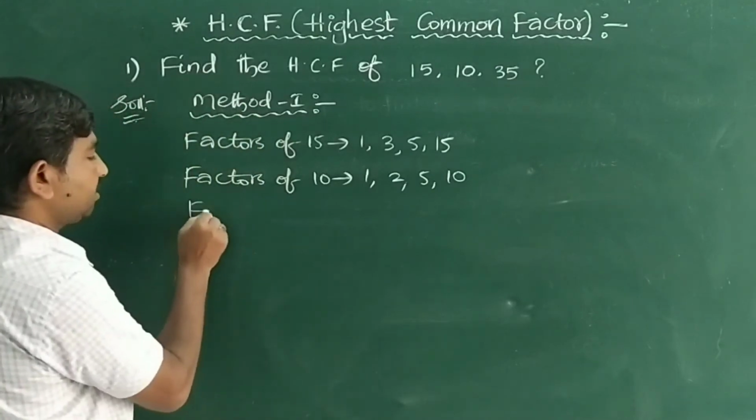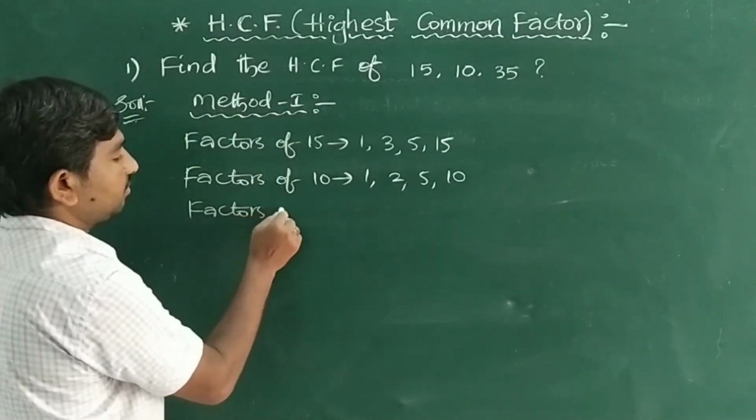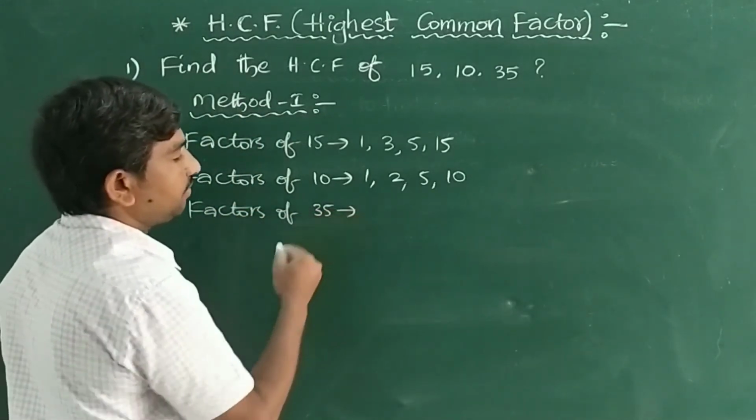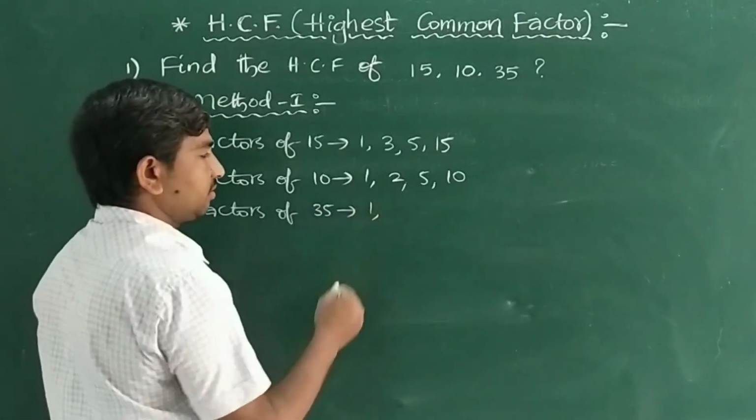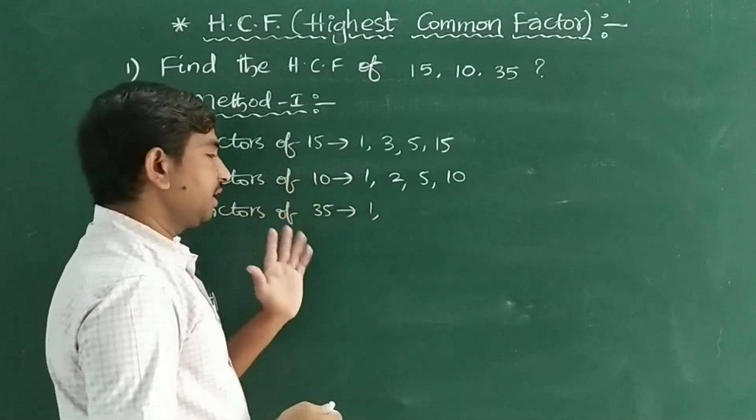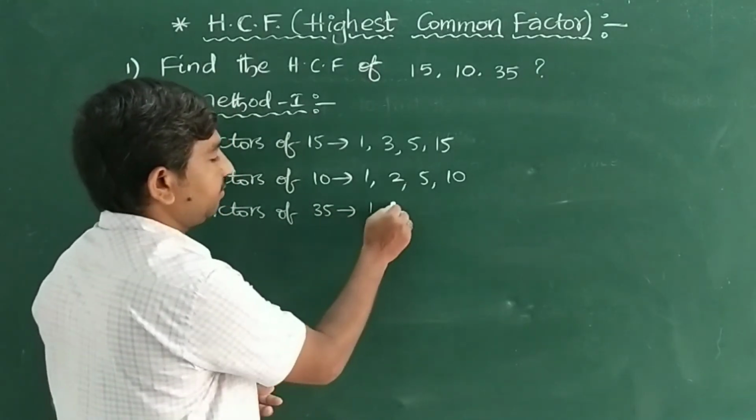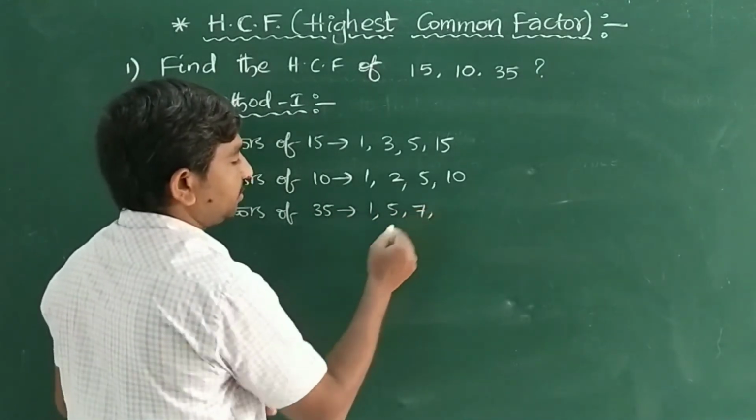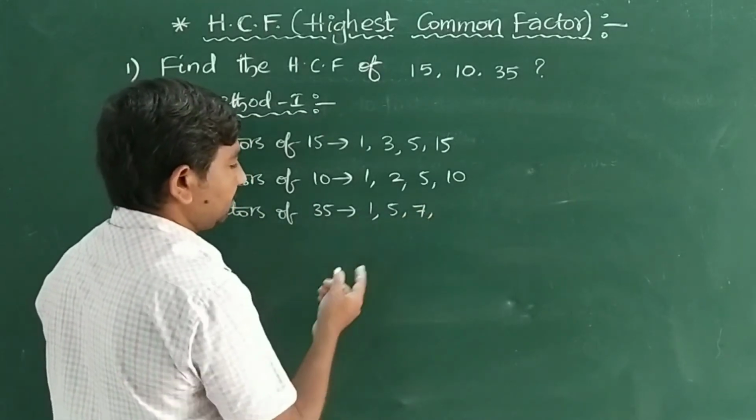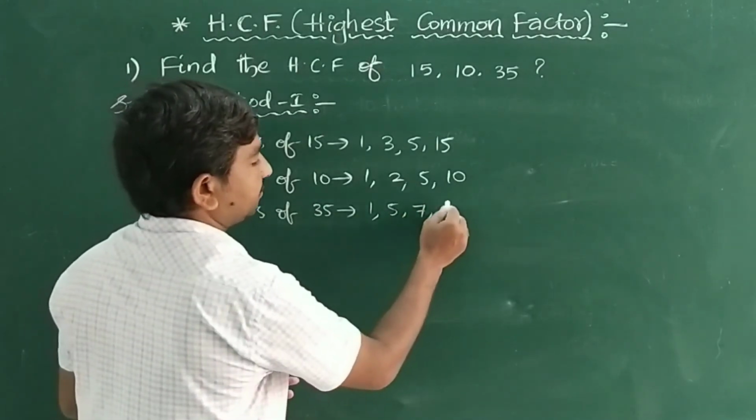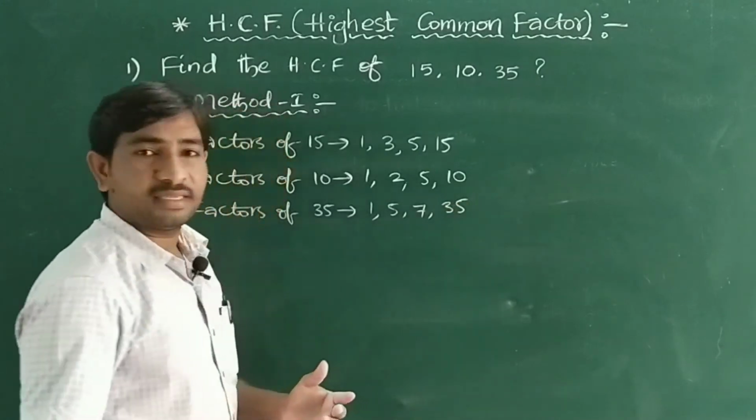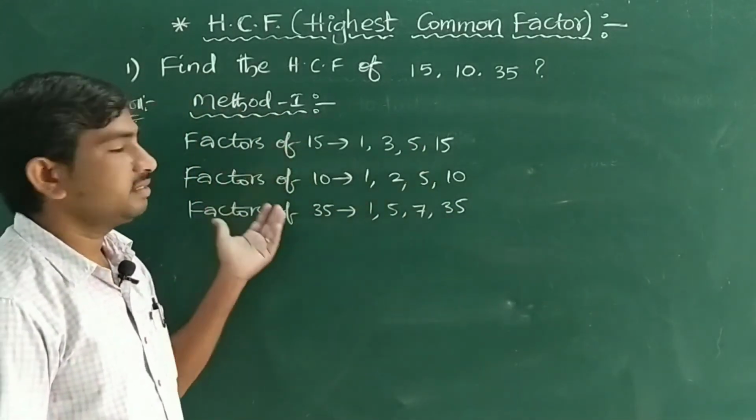And factors of 35. What are the factors of 35? 1 is a common factor for every number, and 2 does not divide, 3, 4, 5 no, 7 yes, 7 table, 7 fives are 35. Okay, next 35 itself. So these are the factors of the given three numbers.